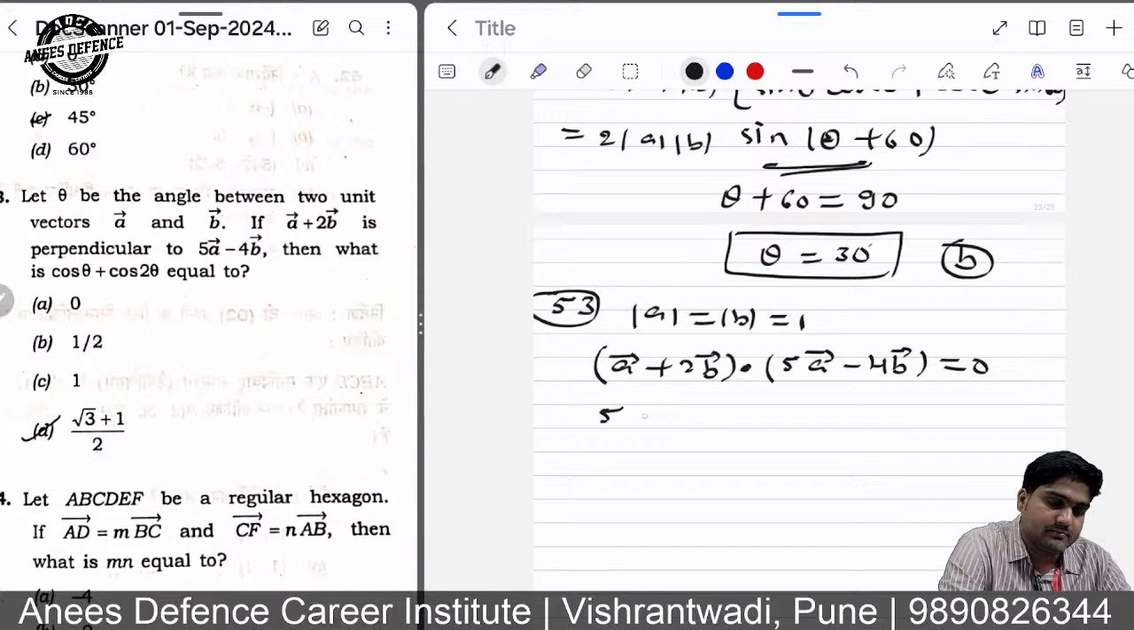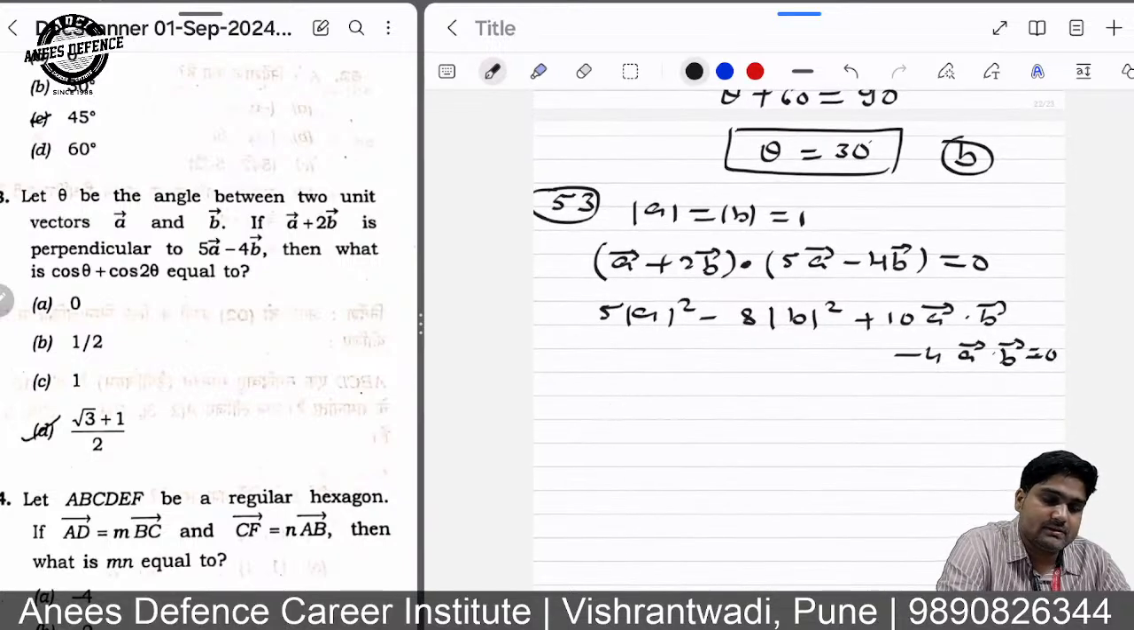It's 5 times the magnitude of A squared minus 8 times the magnitude of B squared, plus 10 A dot B minus 4 A dot B equals 0. The magnitudes of A and B are given, so 5 minus 8 is minus 3, and 10 minus 4 is 6 times A dot B, which equals 0.